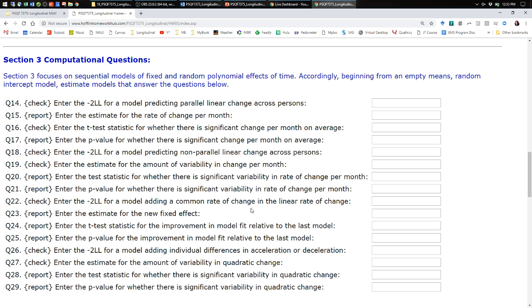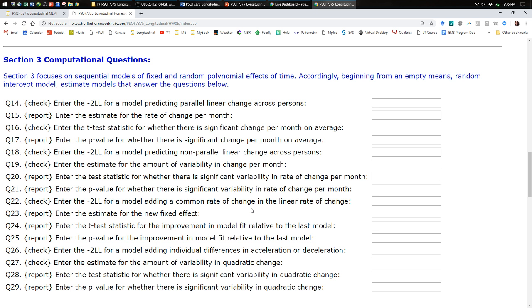Enter the test statistic for whether there is significant variability in rate of change per month. Okay. What kind of test statistic? You said don't look at the p-value. Well, a p-value is not a test statistic. A test statistic is something like a t, a z, an F, a chi-square. So it's one of those letters. I tried everything. So the question then I would have is, what is it the test statistic for specifically?